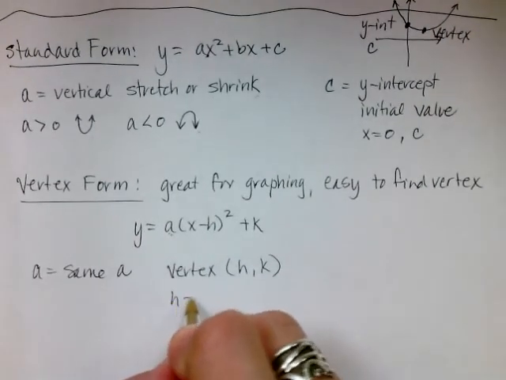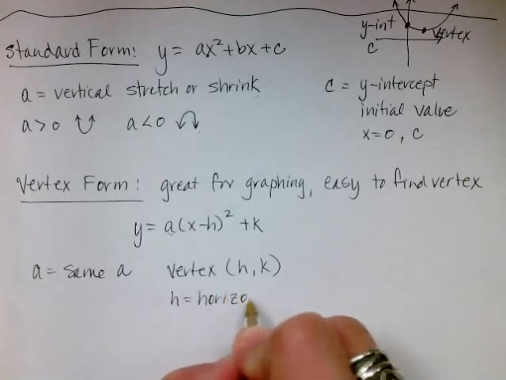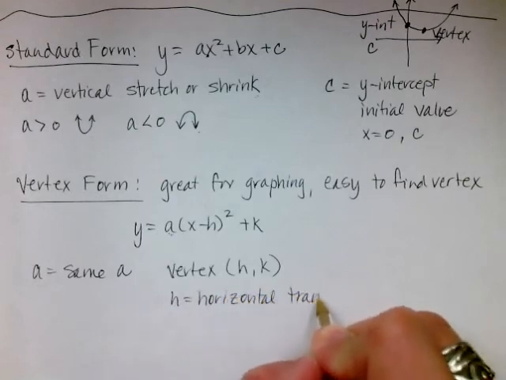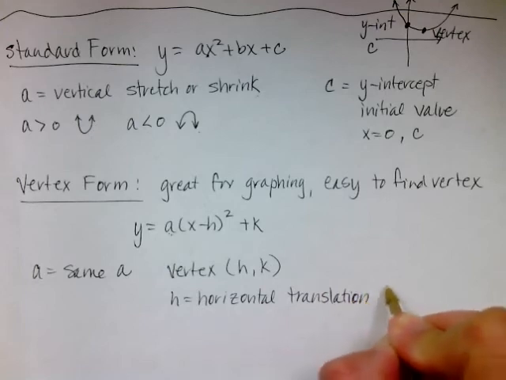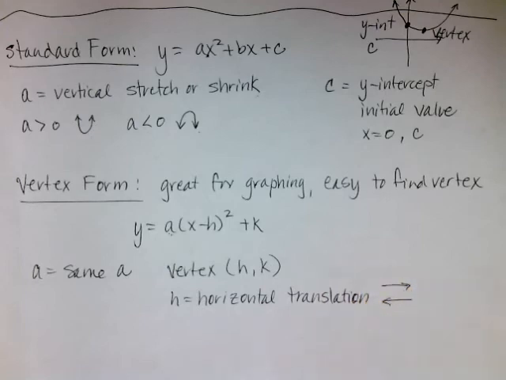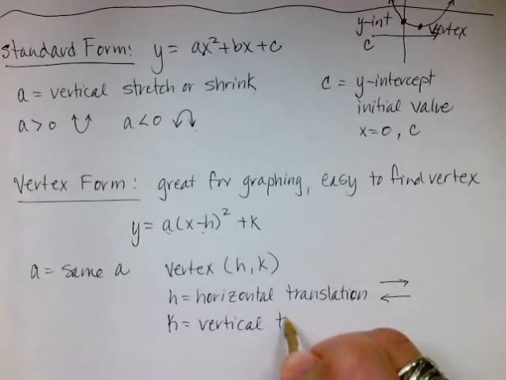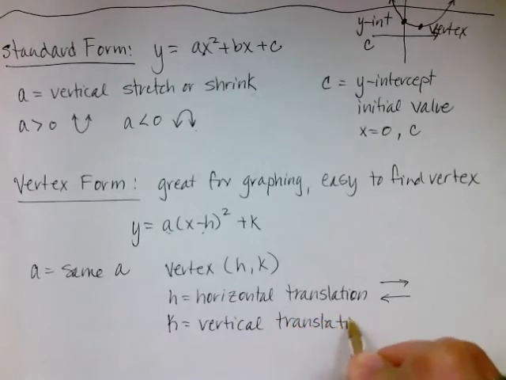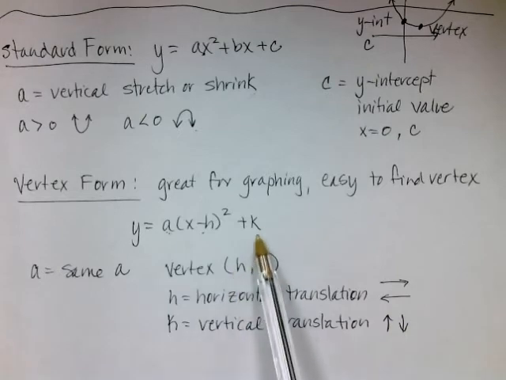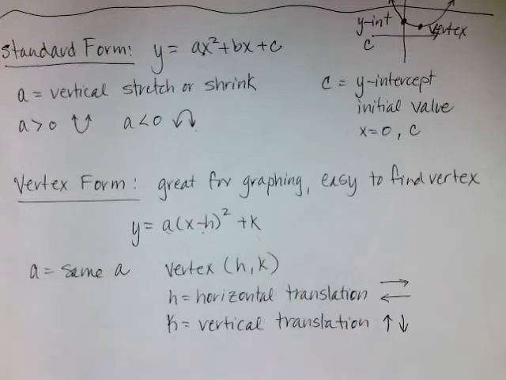h is my horizontal translation, which makes the graph move either right or left. And remember, the value is always the opposite sign because it's inside the function. My k is my vertical translation, which means it's what moves the graph up or down. And because k is outside the function, it's always the sign that it says it is.